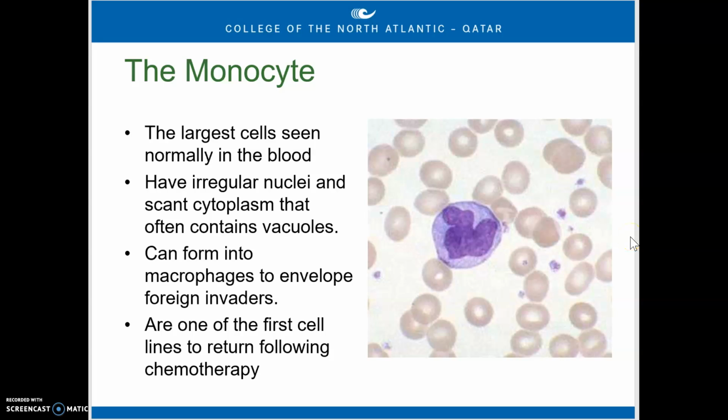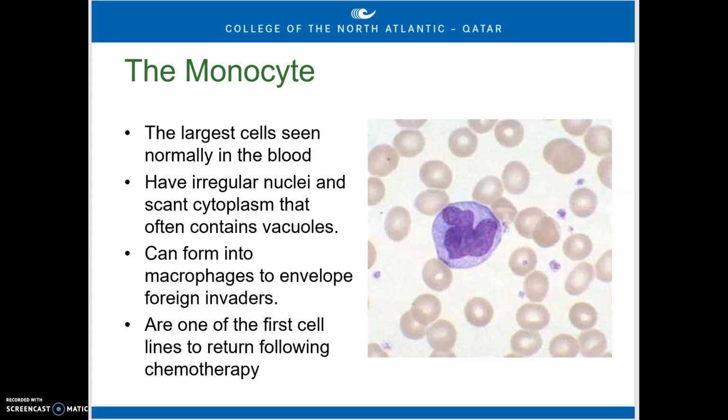Okay, the last white blood cell we're going to talk about now is the monocyte. The monocytes are usually the biggest white blood cells that you'll see in a blood smear. So they're characterized as being the largest. They'll have an irregular shaped nucleus, and occasionally under high magnification, you'll be able to see vacuoles amongst the cytoplasm. These can form into macrophages that can help envelop invaders.